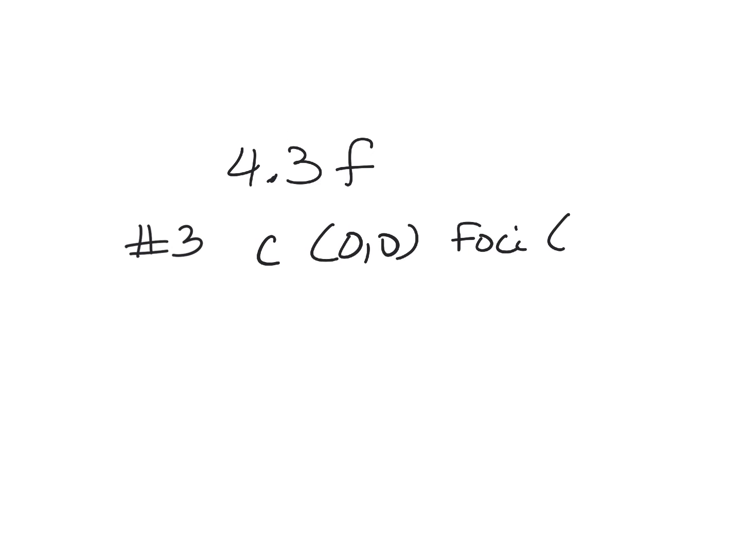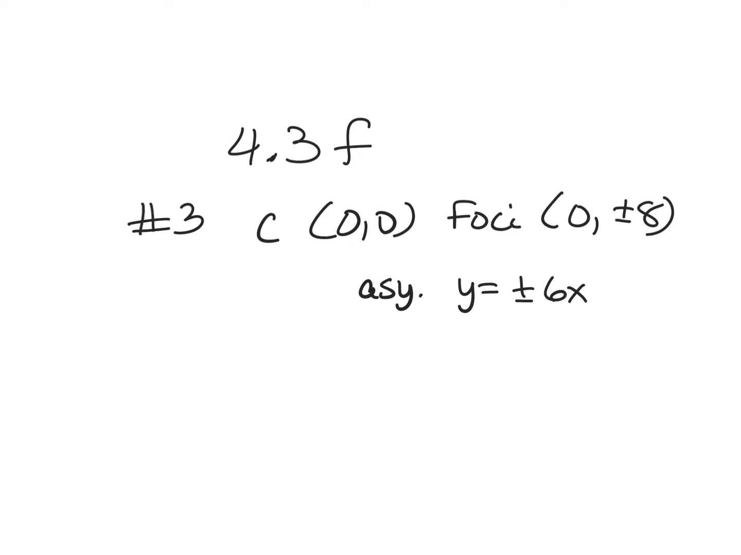So this is 4.3F, and this is number three. It says, find the standard form of the equation of the hyperbola with the given characteristics. So the center is at the origin, 0, 0, given foci of 0, comma, plus and minus 8. And then it's also giving asymptotes of y equals plus and minus 6x. So again, this is a hyperbola, because that was the 4F homework. So here's my center. I've got foci here at positive 8, negative 8.